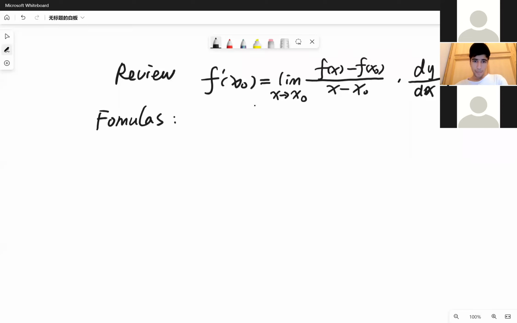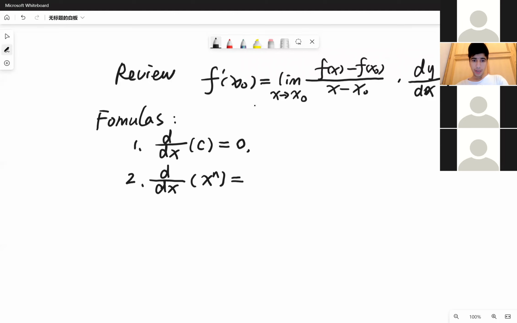The first one, the derivative of a constant c is equal to 0. Yes. And the second one, the derivative of x^n is n x^(n-1), x to the power n minus 1. Of course, you remember this one, right? Yes, coach. Okay.